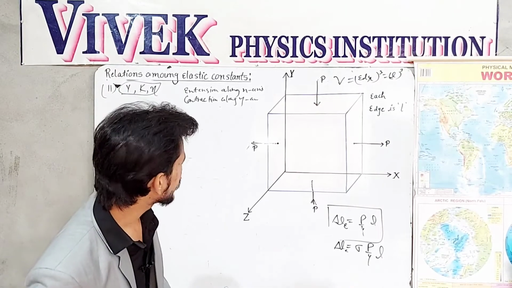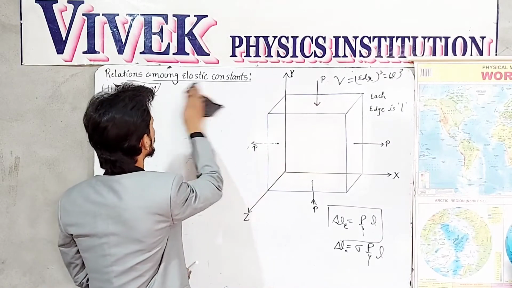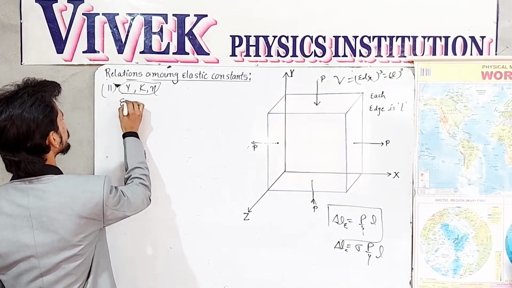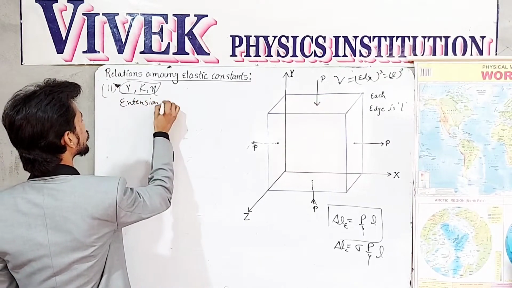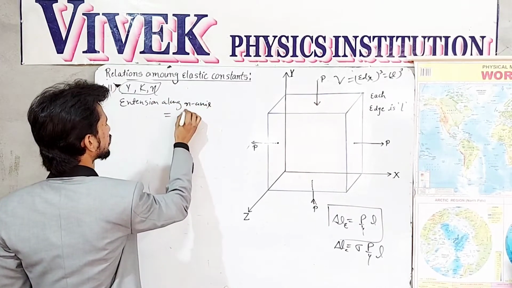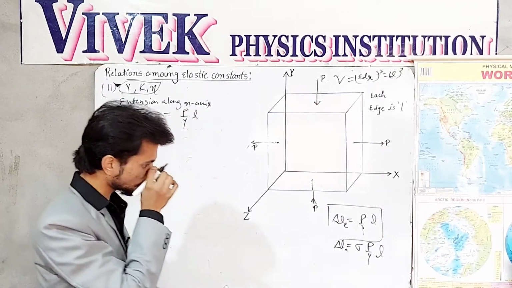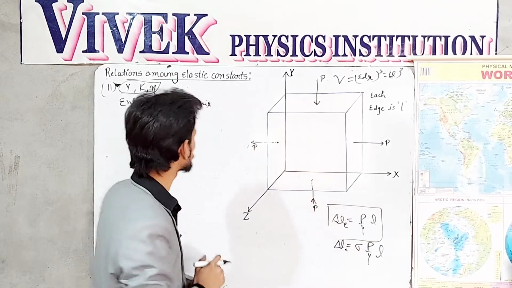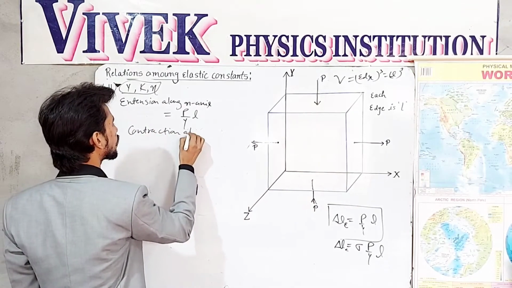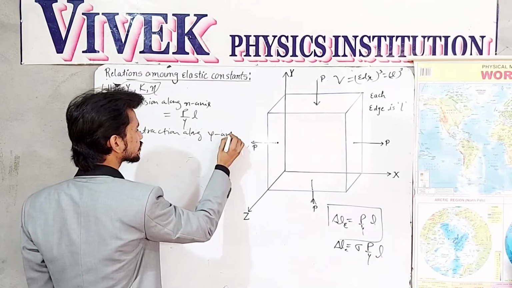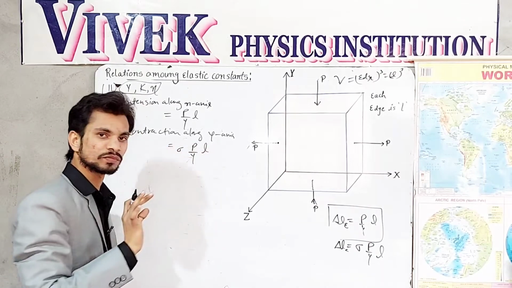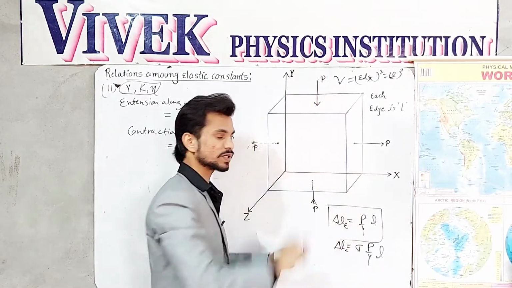Okay, so let's say in that particular case the complete extension or contraction. So extension along the x-axis will be P L over Y, same according to this formula. And contraction along the y-axis will be sigma times P L over Y. There is a contraction due to these two normal stresses.